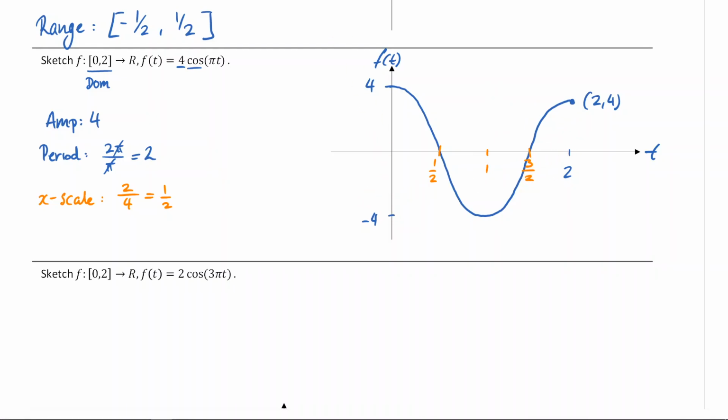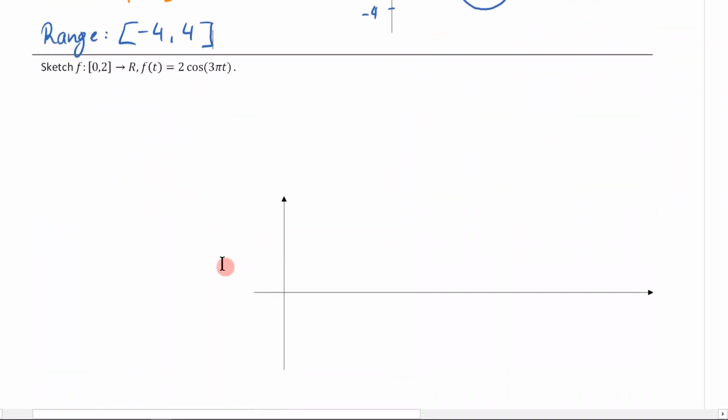And the final thing that we're going to do here is just find our range, just for the fun of it. So our range is going to be from -4 to 4. Perfect. All right, let's keep on going now, and we come to the last one on this page.